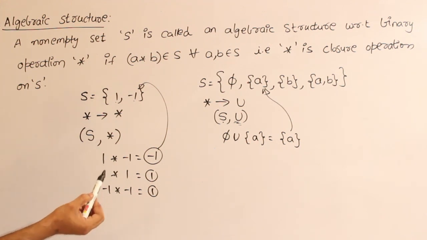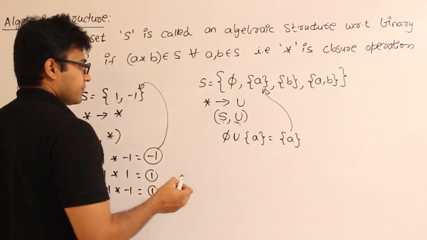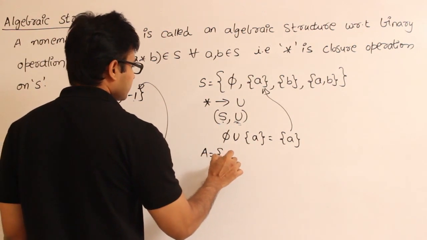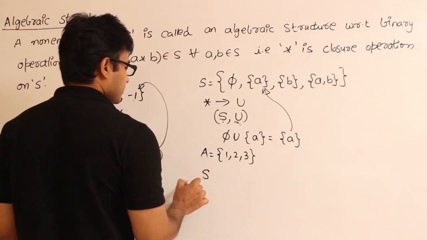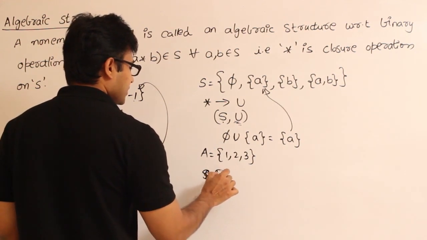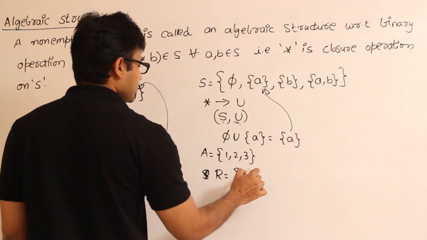And now you can even think about something. So let us say capital A is a set having elements 1, 2, 3, and let us say capital R is the set of all reflexive relations.